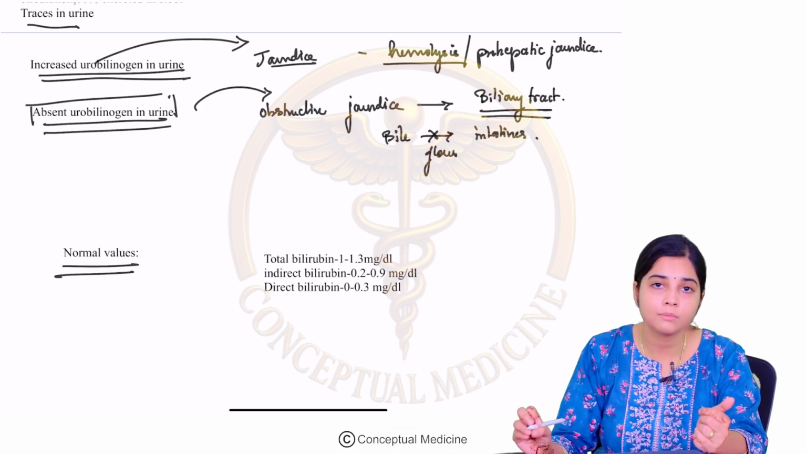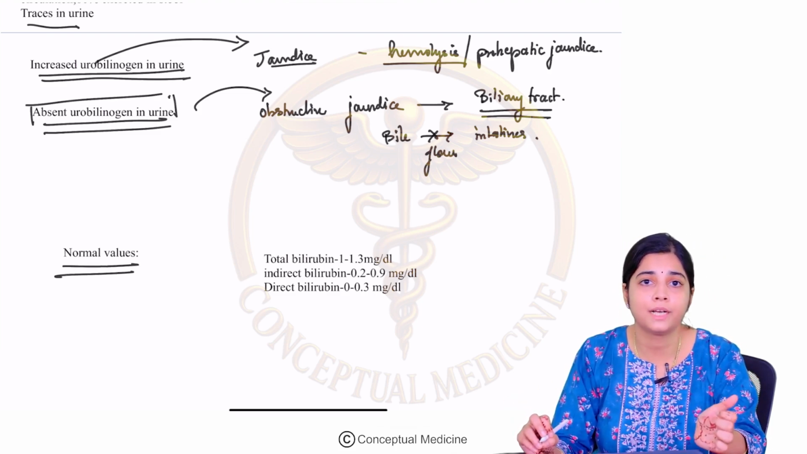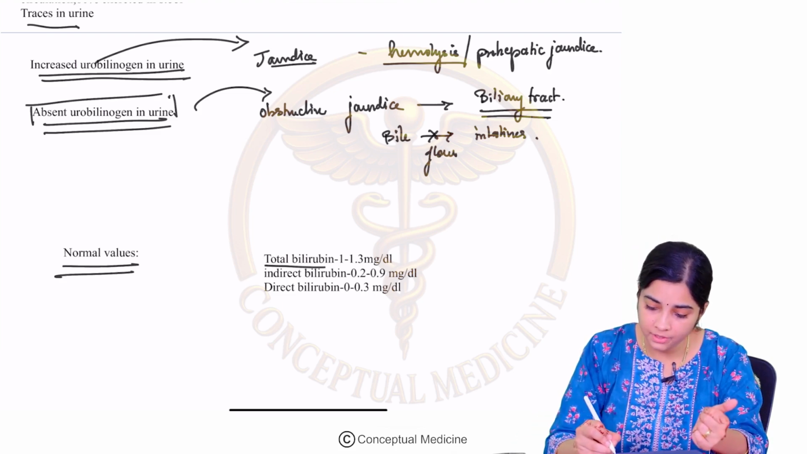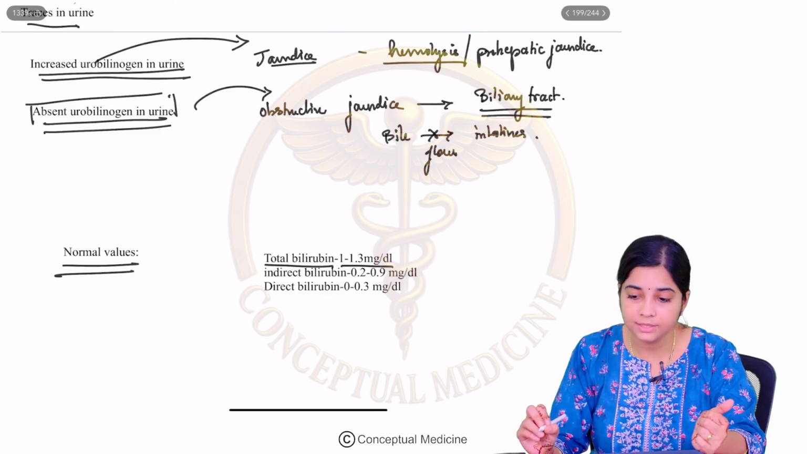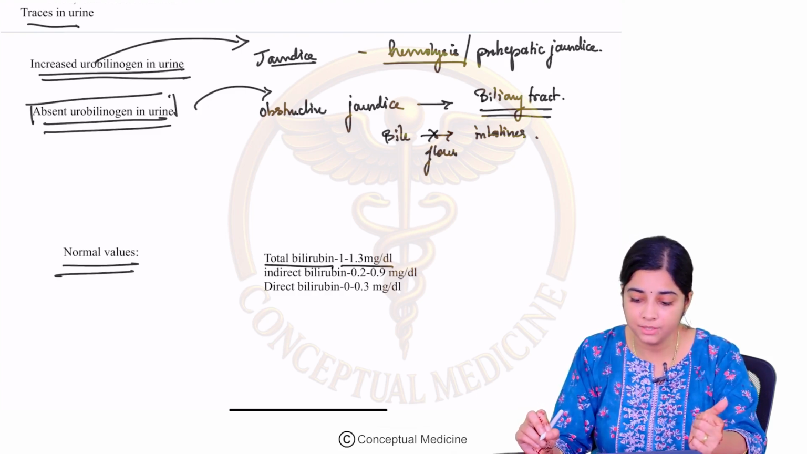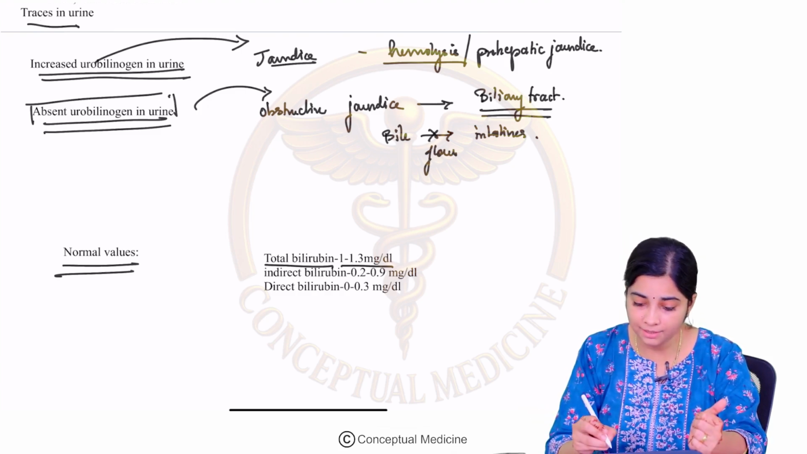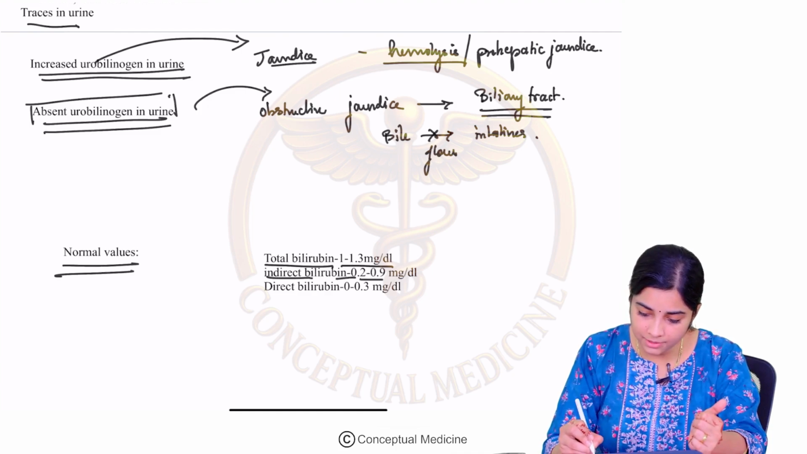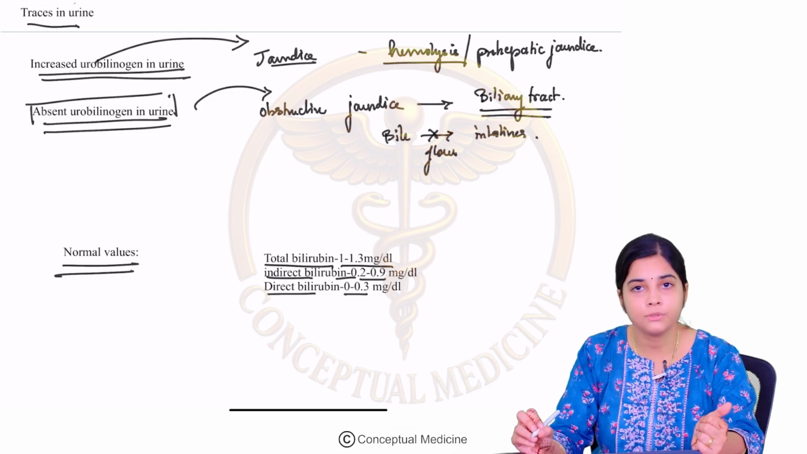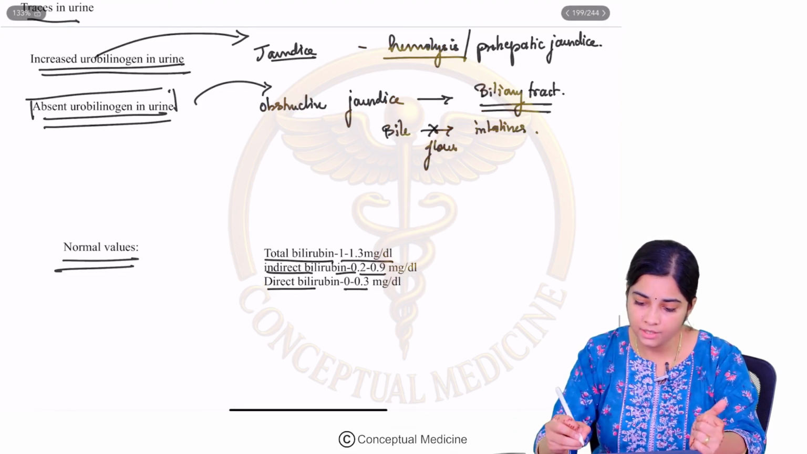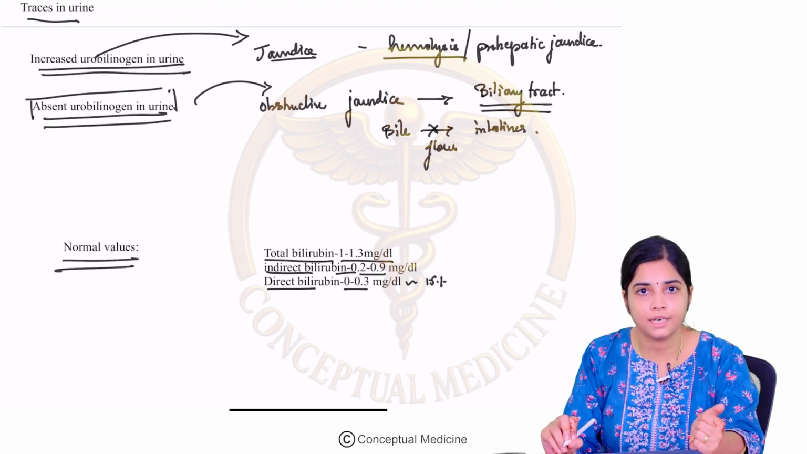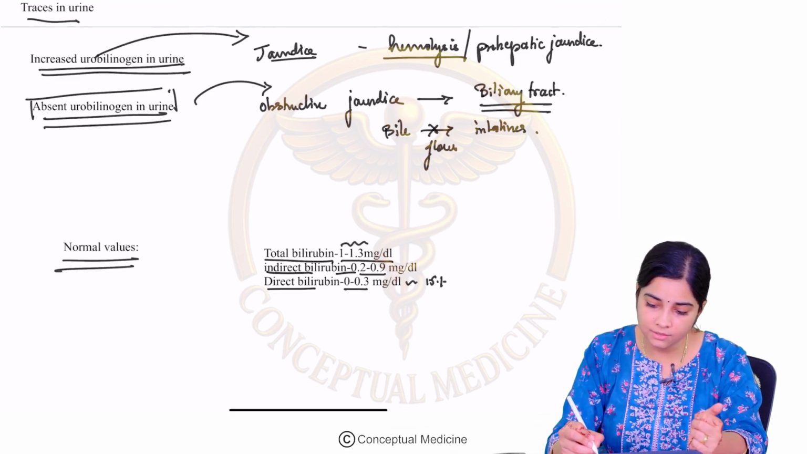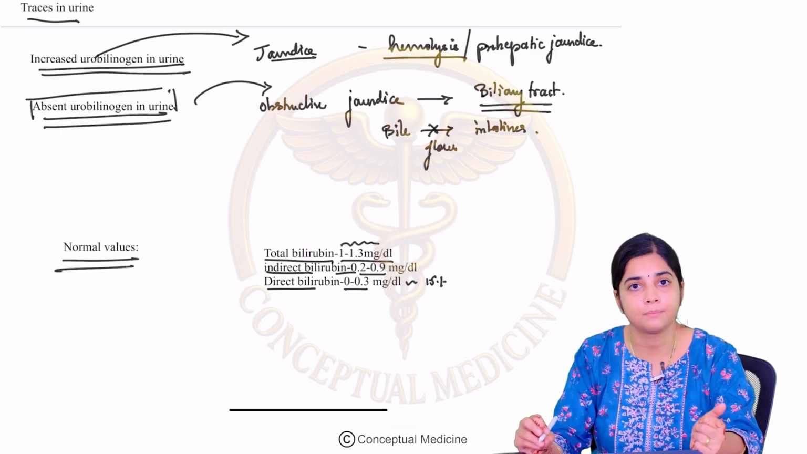Now let us understand some normal values. So what are the normal values of bilirubin in our body? Total bilirubin has a range of around 1 to 1.3 milligram per deciliter. Indirect bilirubin is 0.2 to 0.9 and direct bilirubin is 0 to 0.3, right? So about 15% is direct and the rest is indirect. Okay, total bilirubin is only around 1 to 1.3 milligram per deciliter.